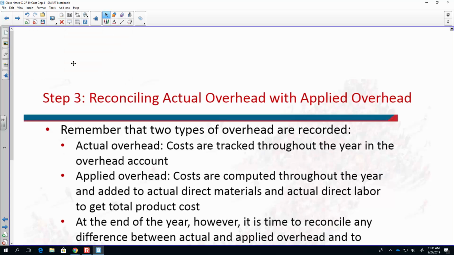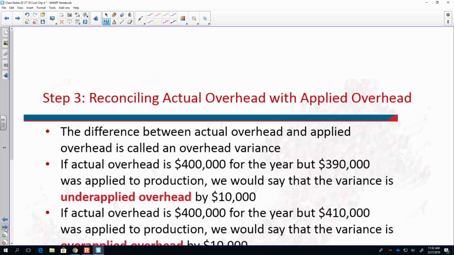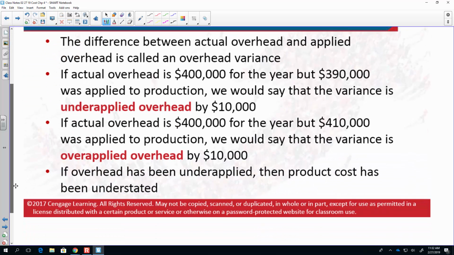Here we go. Step 3 was on page 156 of our book. And it's the reconciling of actual overhead with the applied. So we're going to compare the two dollar amounts, come up with a difference, right? And cost doesn't use the word difference. That's for other accounting courses. We use variance. Variance is the word. And sometimes that variance, that difference, is either over or under applied.